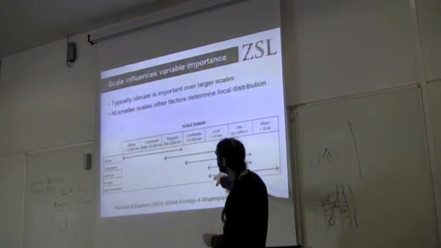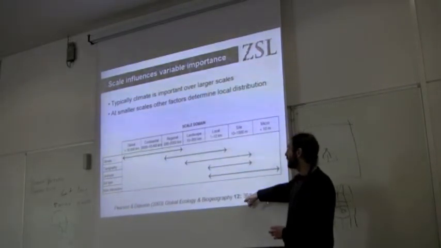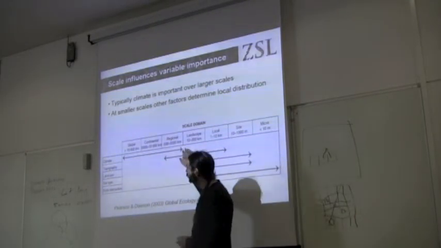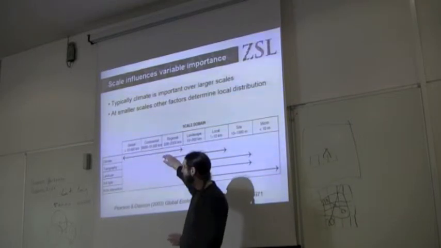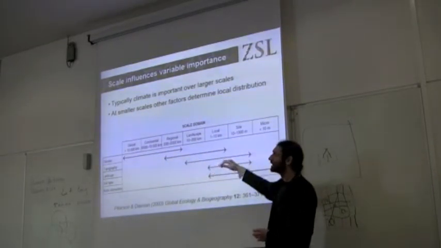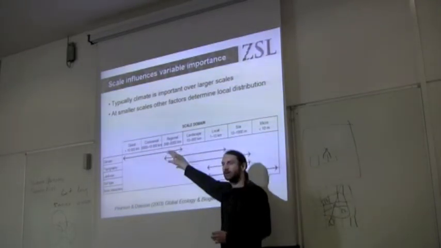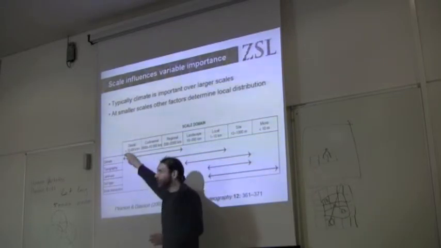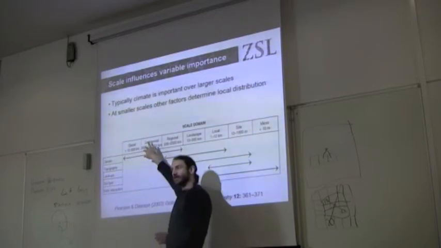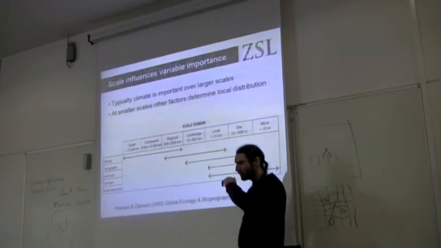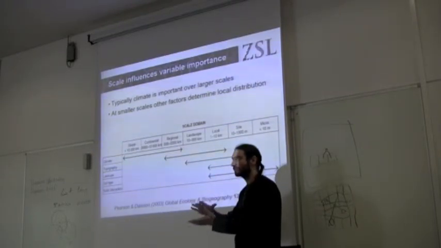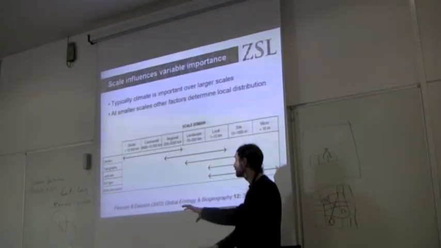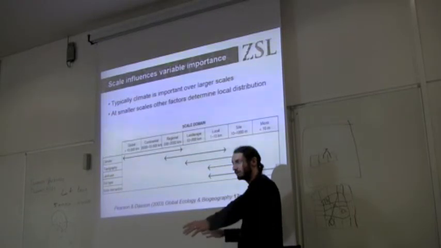Okay. I think this is the last slide on scale. This is taken from a study by Pearson and Dawson in 2003, a really heavily cited paper that looks at the importance of different classes of environmental parameters according to the scale that you're looking at. Climate features like temperature tend to be important on a larger scale. We know that at the equator it's hot, and there are certain conditions there, and at larger distances we have colder temperatures, and we get different things according to those. But temperature varies over larger distances, okay?